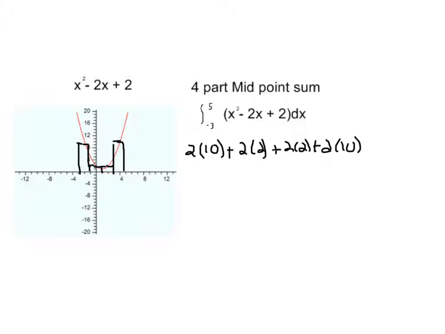So there are my rectangles drawn in. The leftmost rectangle has width 2, height 10. Then the second one has width 2, height 2, then width 2, height 2, and width 2, height 10. So I'm going to end up with a total area estimated at 48.